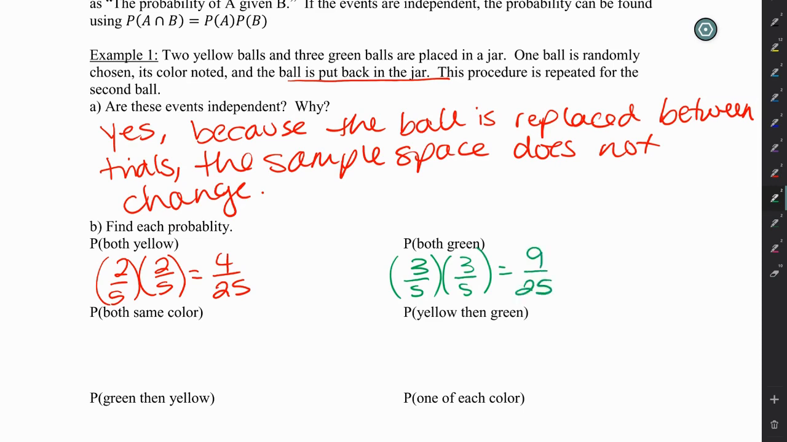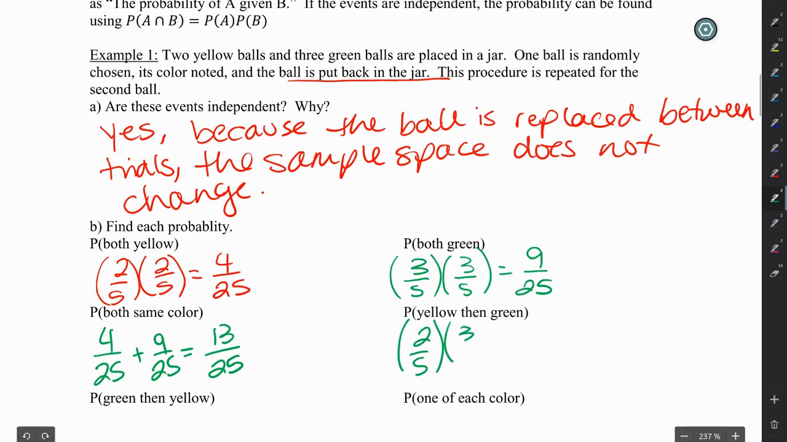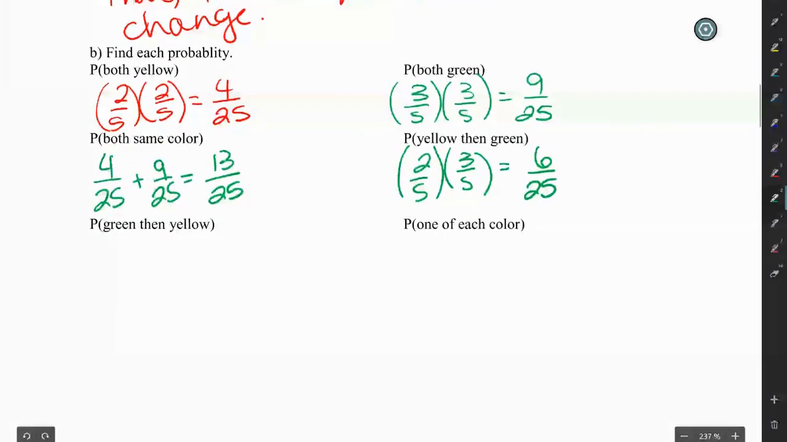The probability that they're the same color, well, that's both yellow or both green. So that would be 4 out of 25 plus 9 out of 25, which gives us 13 out of 25. The probability of a yellow then a green. So yellow is 2/5. Green is 3/5. So that would give us 6/25. Green then yellow is also 6/25 because multiplication is commutative. So when I change the order, it doesn't matter. It's still 6/25.